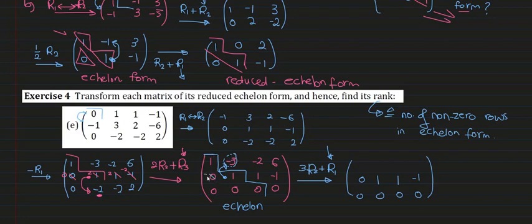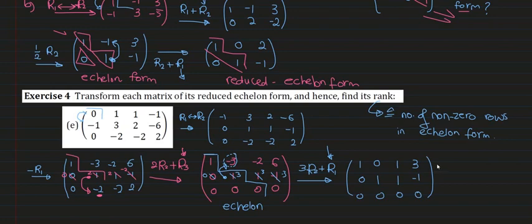So 3 times 0, 0. 3 times 1, 3. 3 times 1, again 3. 3 times -1 is -3. Let's directly add this 3 times row 2 plus row 1. So 0 plus 1, this is 1. 3 plus -3, this is the 0. 3 minus 2, this is the 1. Or 3 plus -2. -3 plus 6, this is the 3.